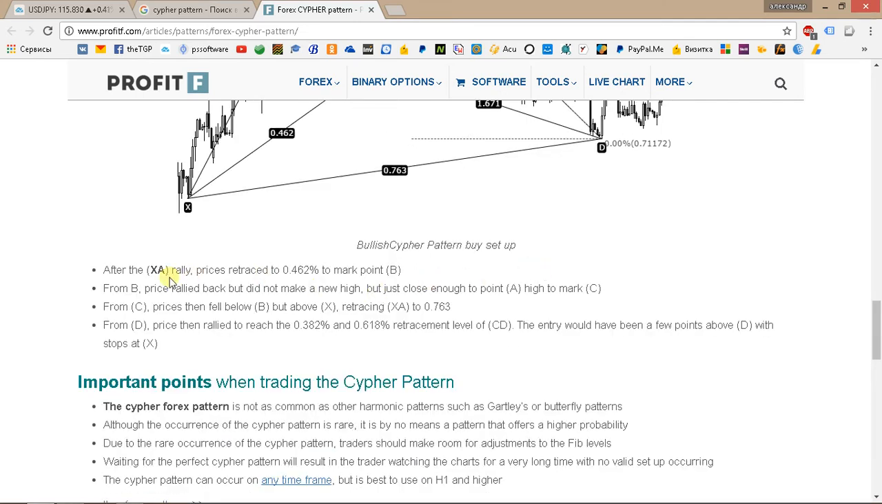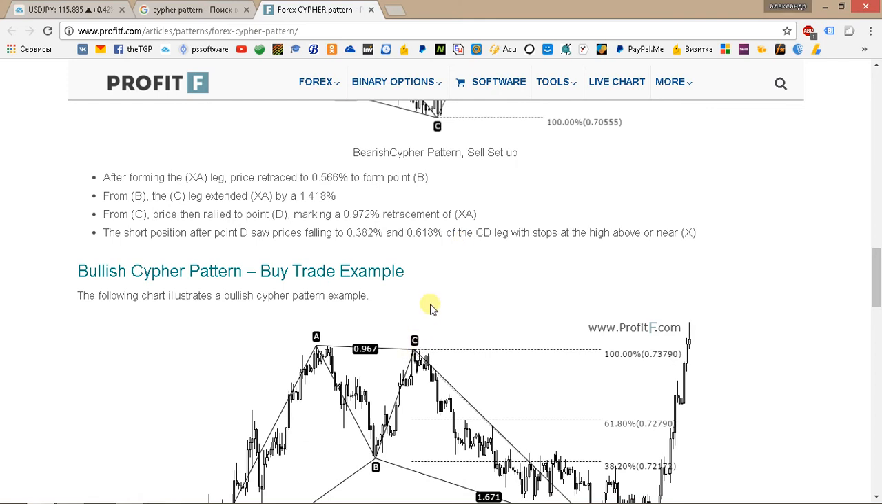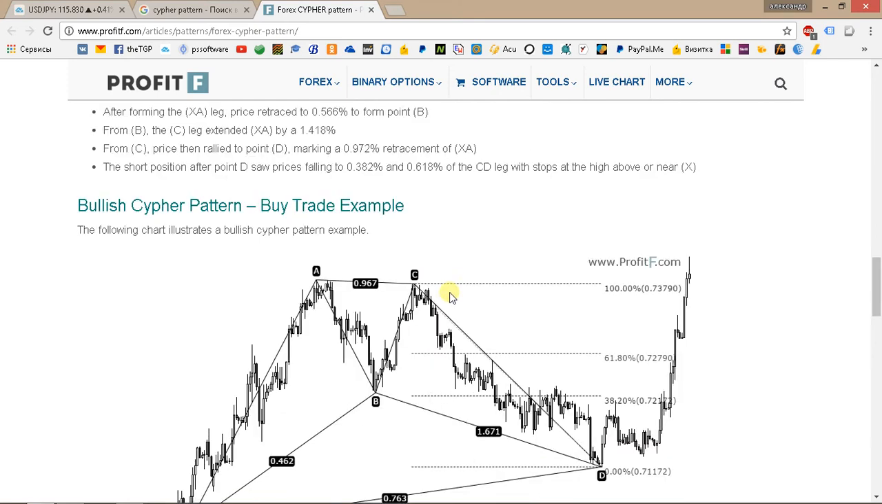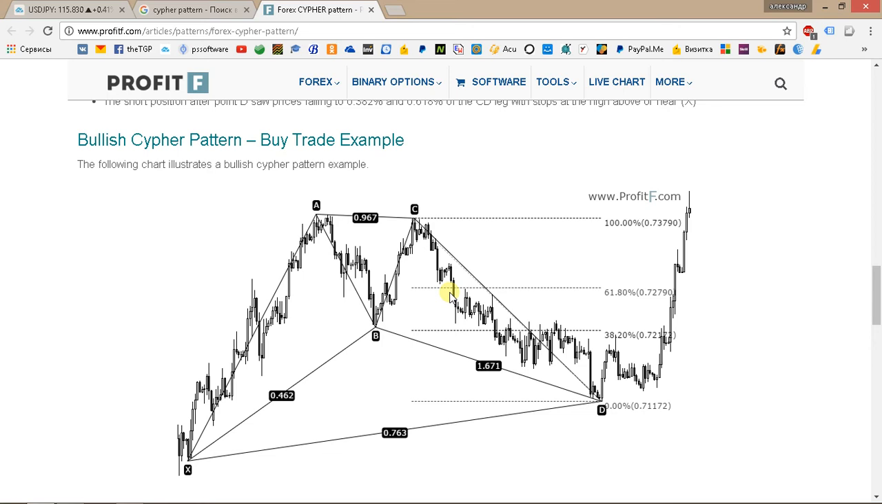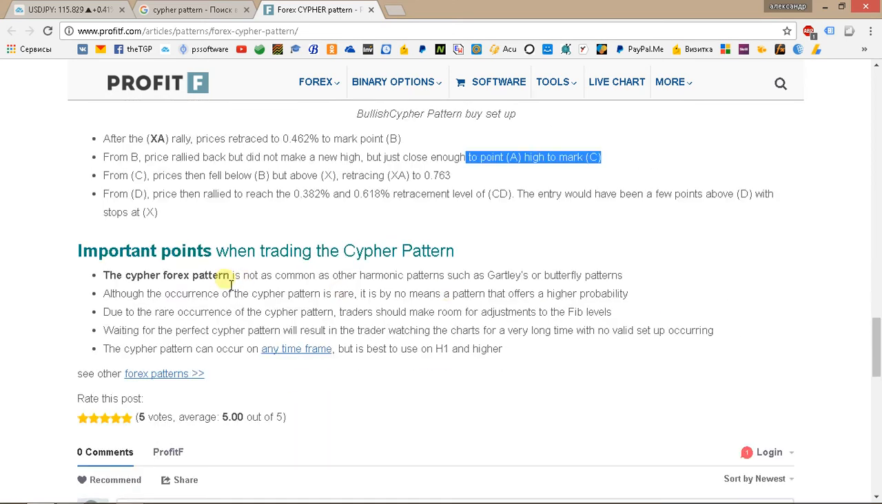Okay, after the XA rally, price retraced, it doesn't matter. From B point rallied back, not make new high, but just closed enough to point A high to mark C. Well, this is absolute crap. It should at least touch 127 and the candle close should not close above 1414. That's it. Important points when trading the cipher pattern.